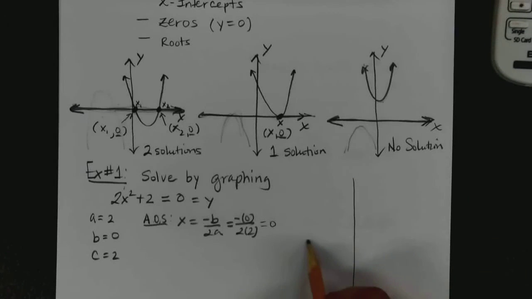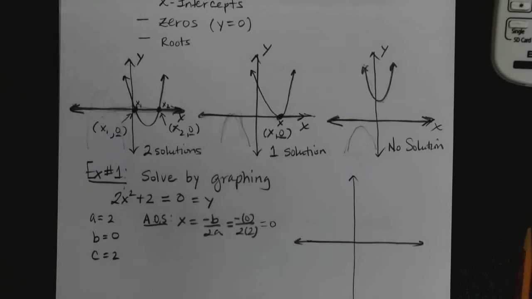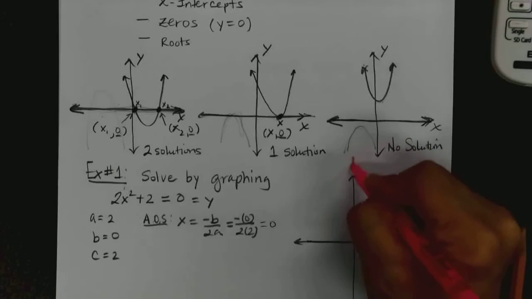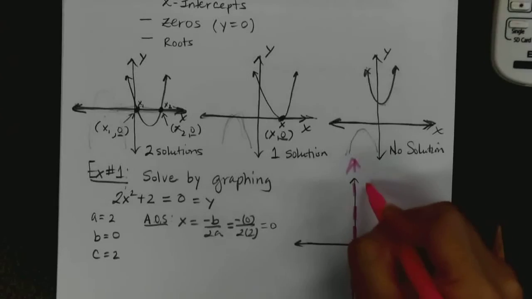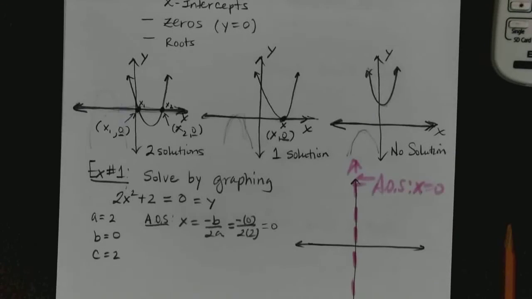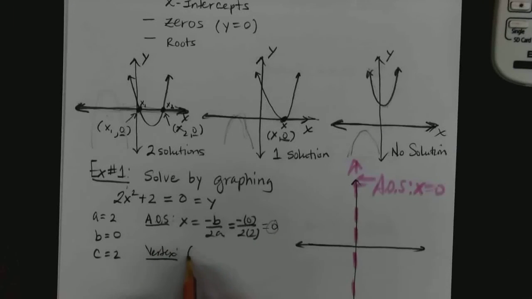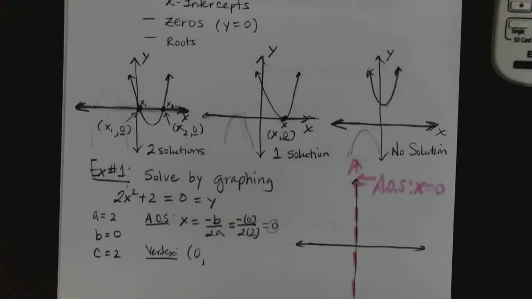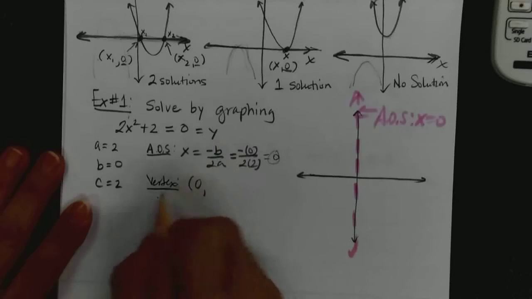So I'm going to start my graphing. If you notice, here's my axis of symmetry, x equal to 0. It's right there. What do we do after we find our axis of symmetry? Find the vertex. Remember, this x coordinate is where the axis of symmetry is, because the vertex is always on the axis of symmetry. So now we just plug it in.